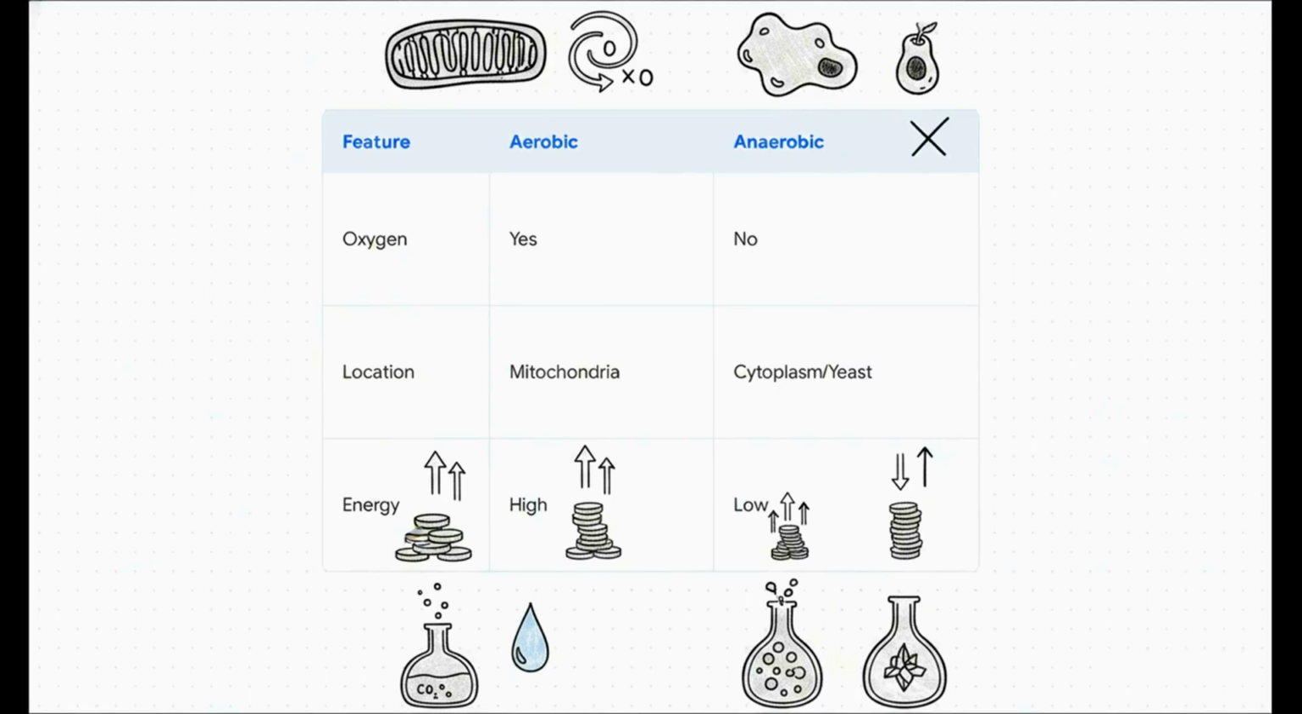As I always emphasize for absolute clarity, the defining difference is oxygen gahona ya nahona, literally, the presence versus the absence of oxygen. Aerobic requires oxygen, anaerobic does not. Aerobic happens largely in the mitochondria, anaerobic happens in the cytoplasm or in yeast. Aerobic yields a very high amount of energy, anaerobic yields a low amount. And finally, aerobic end products are carbon dioxide and water, while anaerobic produces either ethanol and carbon dioxide, or, like we learned with those muscle cramps, lactic acid. Seriously, study this table until you can draw it entirely from memory.